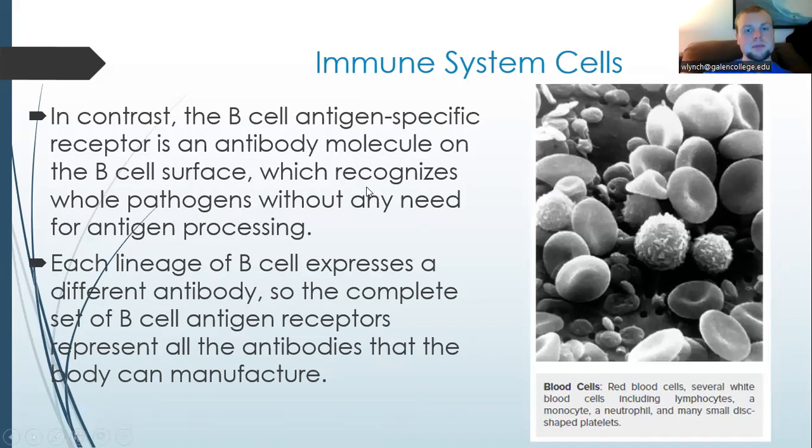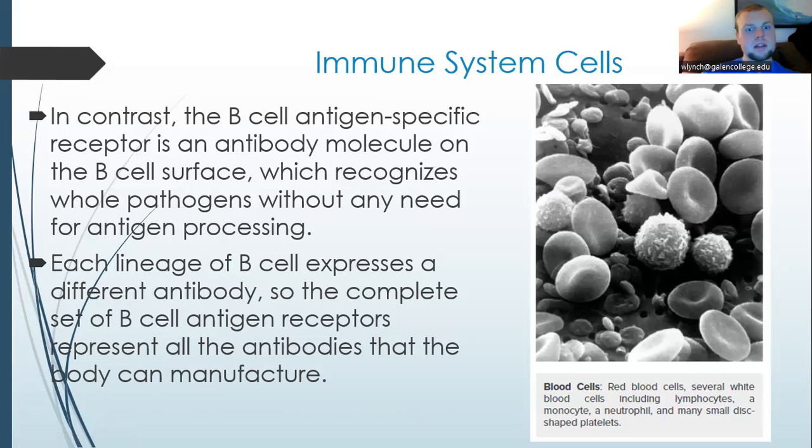Next are B cells. B cells are only activated when they find a specific antigen that they recognize. So they have to be able to produce an antibody that is specific for an antigen that's been recognized. If there is no antibody, then there is no B cell activity. So the antibody is going to have to recognize a pathogen without any need for the antigen to be processed.